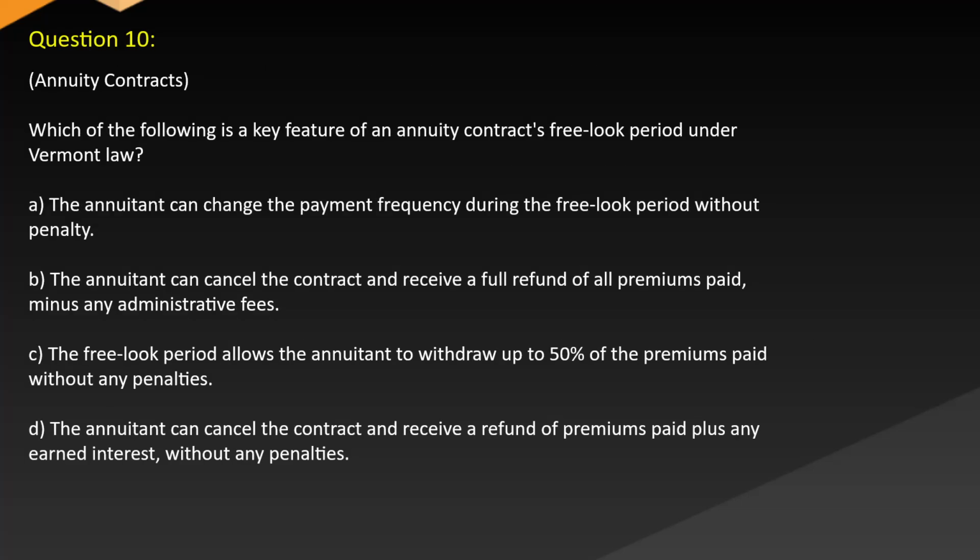Question 10. Annuity contracts. Which of the following is a key feature of an annuity contract's free look period under Vermont law? A. The annuitant can change the payment frequency during the free look period without penalty. B. The annuitant can cancel the contract and receive a full refund of all premiums paid, minus any administrative fees. C. The free look period allows the annuitant to withdraw up to 50% of the premiums paid without any penalties. D. The annuitant can cancel the contract and receive a refund of premiums paid plus any earned interest without any penalties.